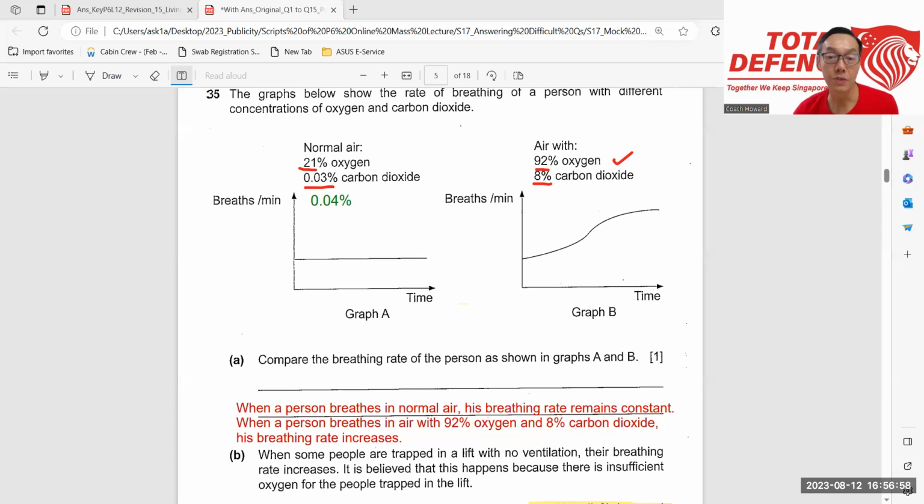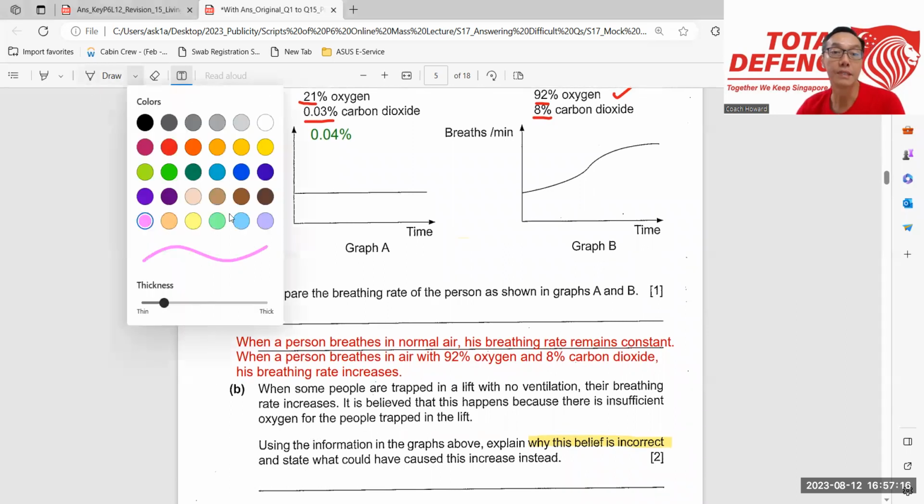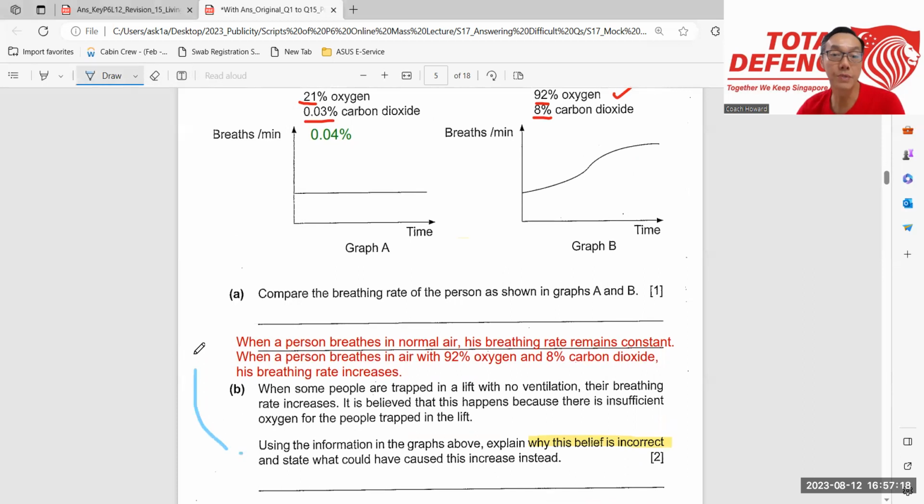Okay. So actually, you see in the normal atmospheric air, there's 21% oxygen and 0.03 or 0.04% carbon dioxide. So in this part B question, they are asking you to use the information on this graph. That means you have to answer by using the information in here as well as here. Okay, these two graphs. Explain why this belief is incorrect.